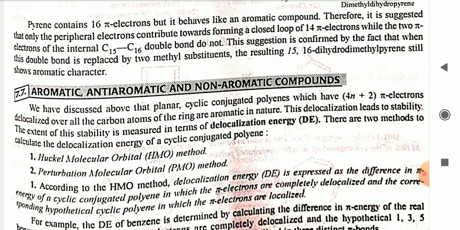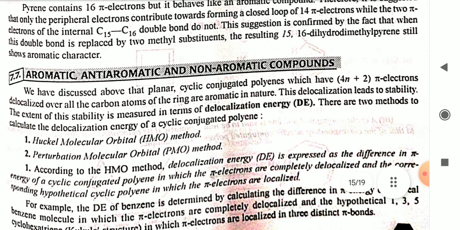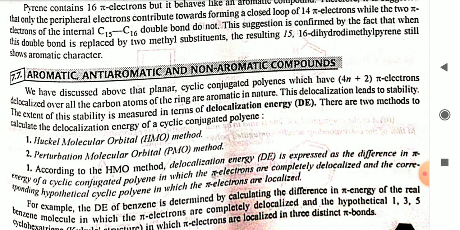Aromatic, anti-aromatic and non-aromatic compounds. We have discussed above that planar cyclic conjugated polyenes which have 4n plus 2 pi electrons delocalized all over the carbon atoms are aromatic in nature. This delocalization leads to stability. The extent of this stability is measured in terms of delocalization energy, DE.